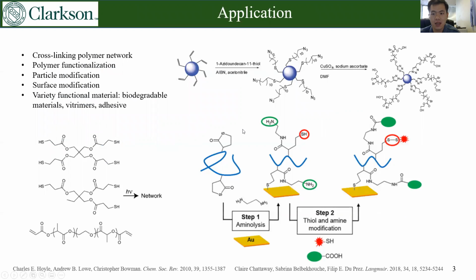About the applications: thiol-X reactions have been widely used to make cross-linked polymer networks, to functionalize particles, and even in surface modification. But most of these applications actually use small thiol molecules, like pentaerythritol tetrakis or 1,10-decanedithiol. Those are all small thiol molecules. So once we get thiol-containing polymers, we can substitute those small thiol molecules with polythiols. Maybe we can achieve some amazing materials.